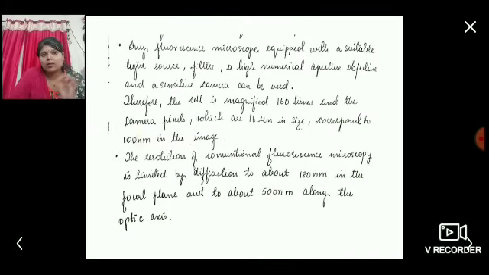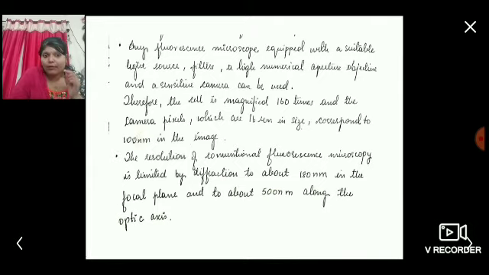Any fluorescence microscope, if equipped with a suitable light source or filters, a high numerical aperture objective and a sensitive camera, can be used for this. Therefore, the cell is magnified 160 times and the camera pixels, which are 16 micron in size, correspond to 100 nanometer in the image. So that much it is going to magnify, and you can see a crystal clear picture.